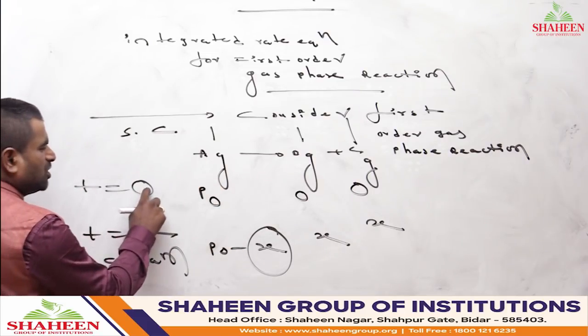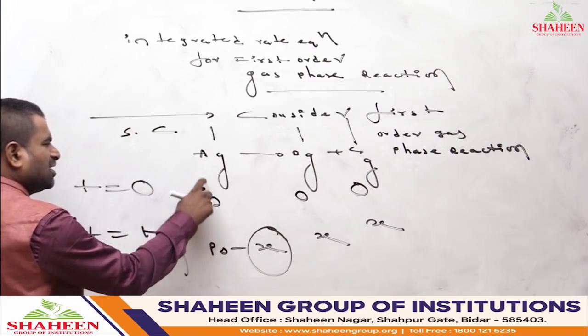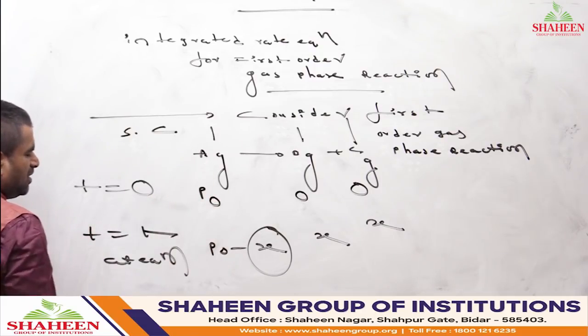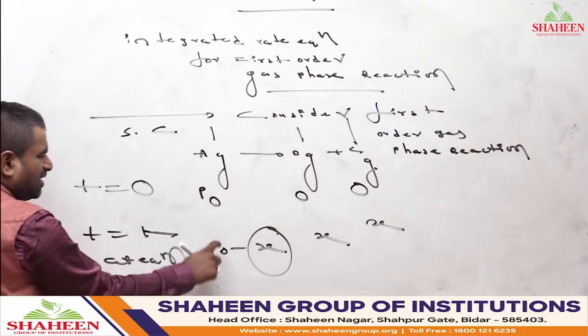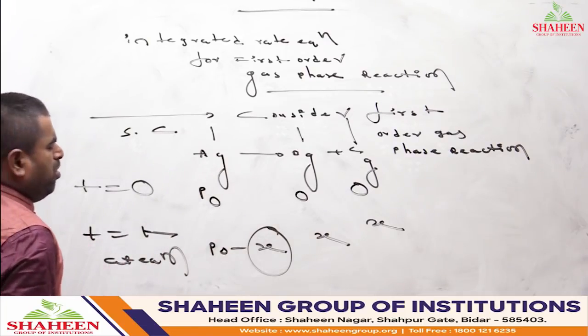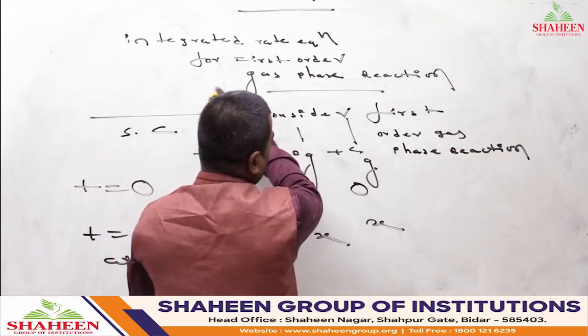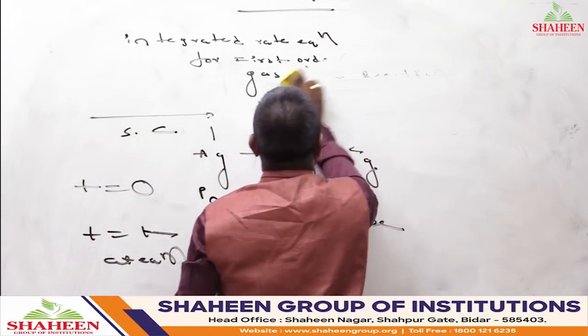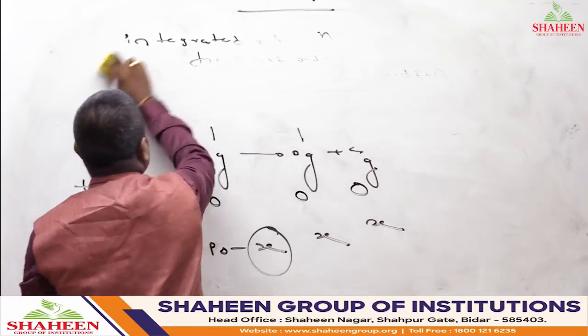At T is equal to 0 time, the initial partial pressure of the reactant is P naught. At T is equal to T time, the remaining value is P naught minus X. Now I will find the total pressure at equilibrium.